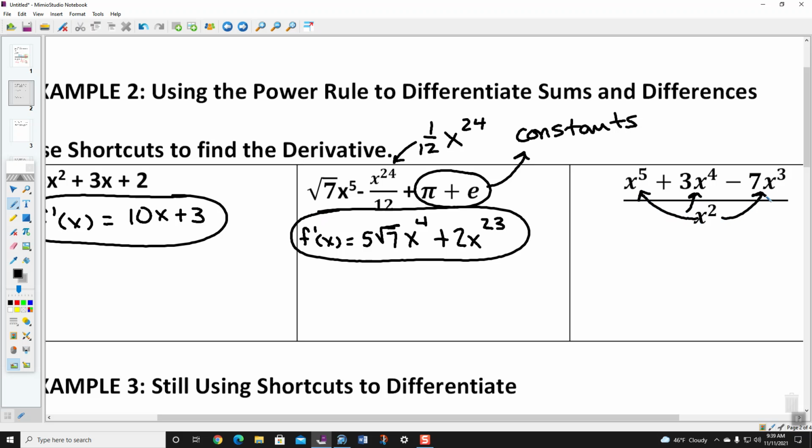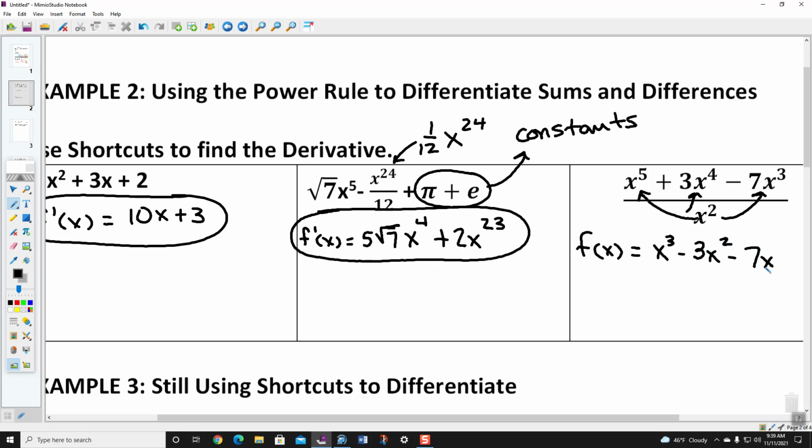We're going to rewrite f of x as follows. If I could take x squared out of all 3 of those terms up there, what would x to the 5th become? x to the 3rd. How about 3x to the 4th over x squared? What would that become? 3x squared. And then how about 7x to the 3rd over x squared? 7x.